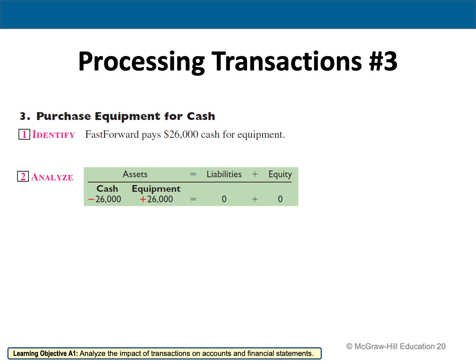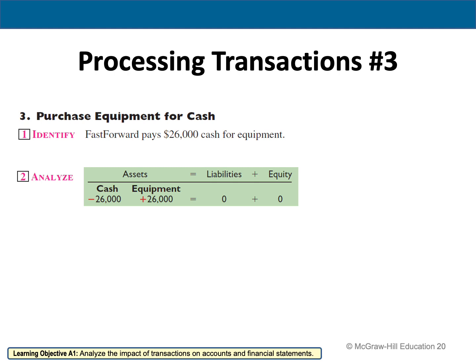Again, cash is an asset, and if it decreases, it decreases on the credit side. Equipment is an asset, but the equipment is increasing because I just purchased it. So where am I going to record it? I'm going to record it on the debit side.